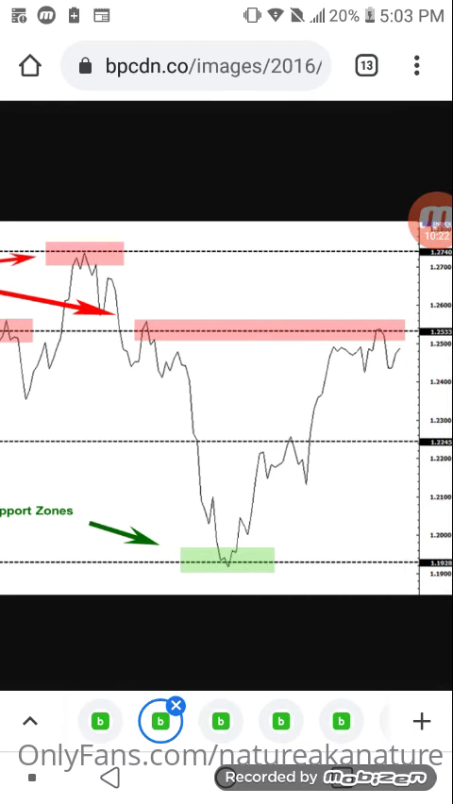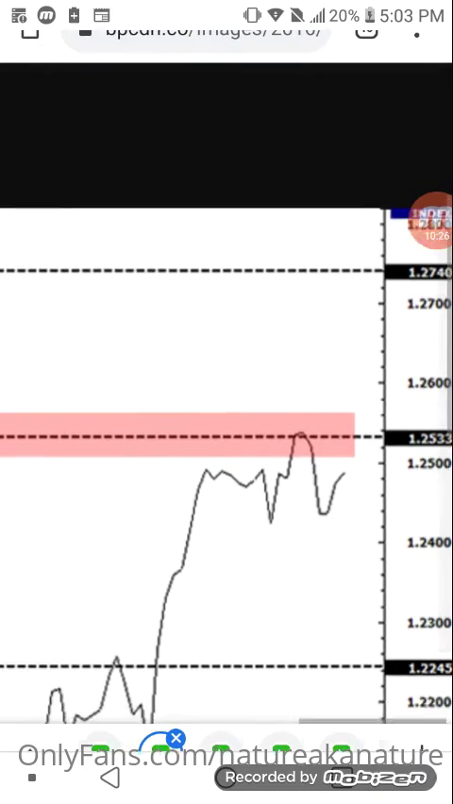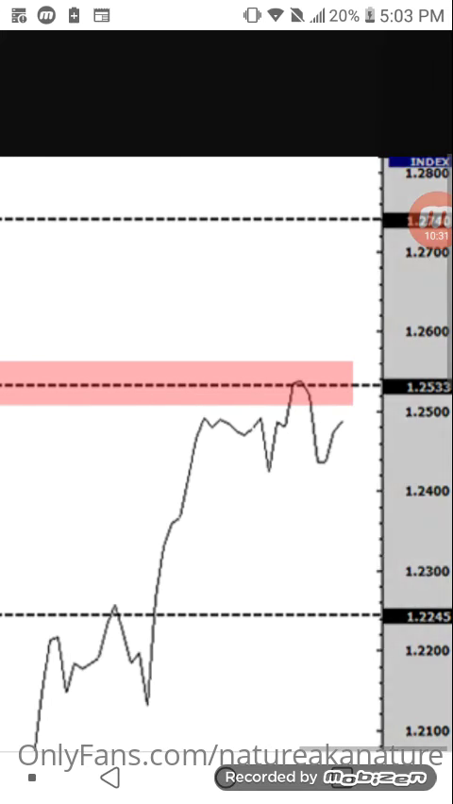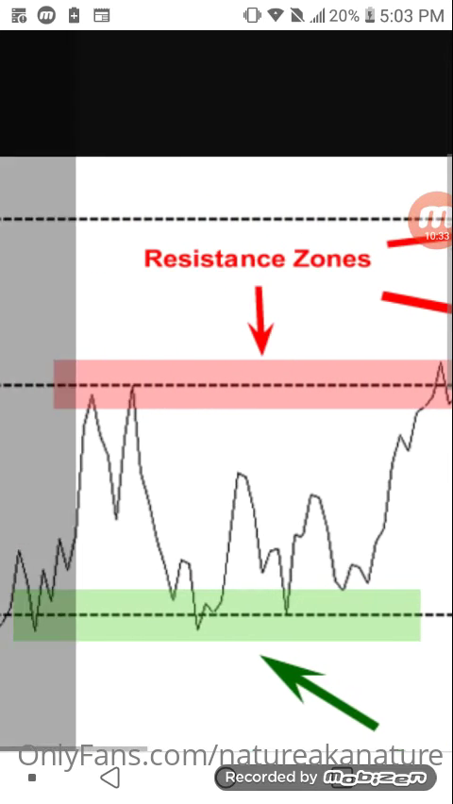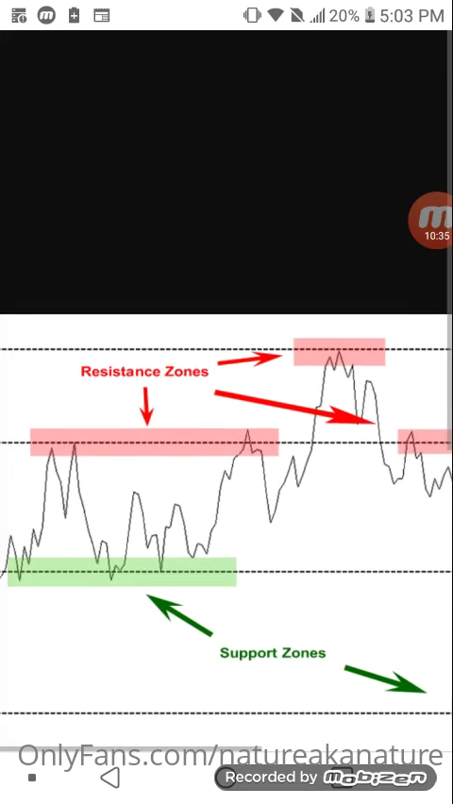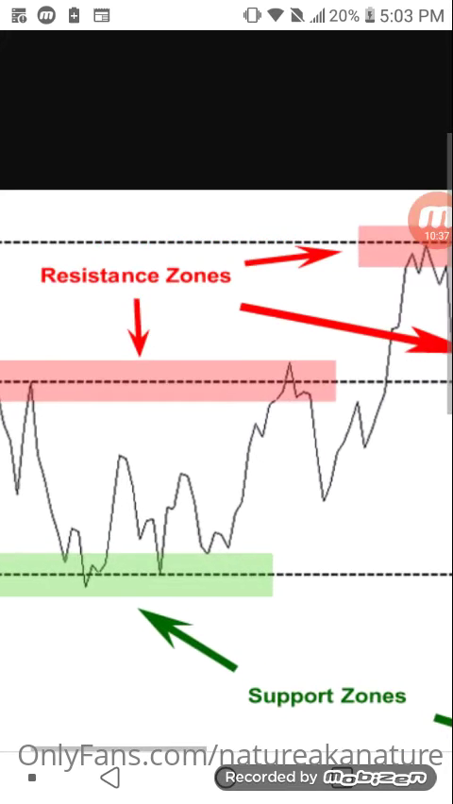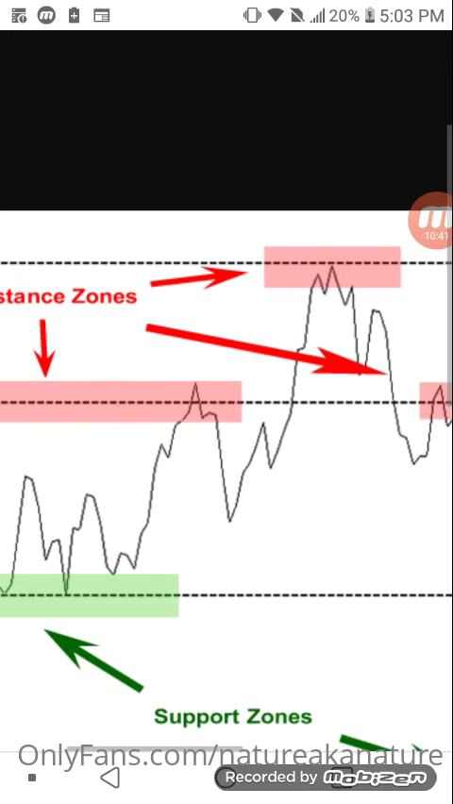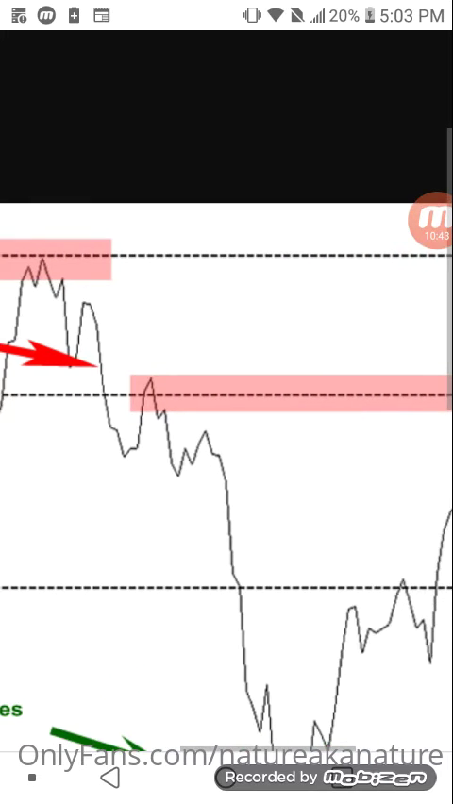Same level here. It peaked up at 125. So if it peaks up at 125 in the past, it's going to do it in the future again. So you can see in the past it peaked up to 125 right here and went back to 125 again. Even went back to 125 again.